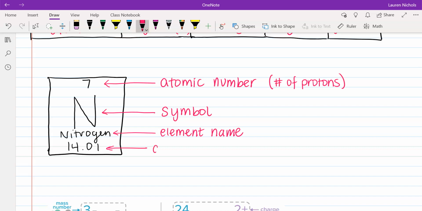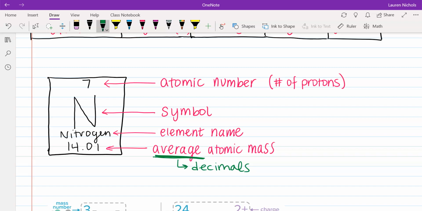The 14.01 is considered its average atomic mass, and the key word here is average. This is because not all nitrogen atoms weigh the same, so it's an average of that. That is why there are decimals in the number. You cannot have 14.01 protons. That doesn't happen. You can't have 0.01 of a subatomic particle. But it has decimals because it is an average, and in another video I will show you how to calculate that average based on each atom's relative abundance in the world.